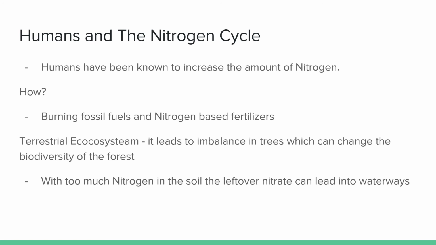And the nitrogen cycle. Humans have been known to increase the amount of nitrogen. How? By burning fossil fuels and using nitrogen-based fertilizers. In a terrestrial ecosystem, overuse of nitrogen can lead to imbalance in trees, which can change the biodiversity of forests. And when using fertilizers, there can be too much nitrogen in the soil, and the leftover nitrates can lead into waterways, which is not healthy for organisms to consume.